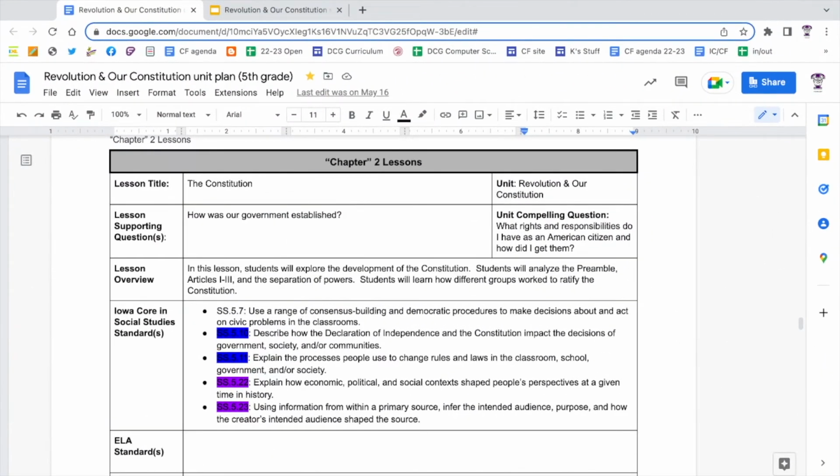Chapter 2 lessons are all about the Constitution and focusing on the question of how was our government established. So we're going to focus on the preamble, the first 3 articles, and the separation of powers. We also talk about the process of ratification.